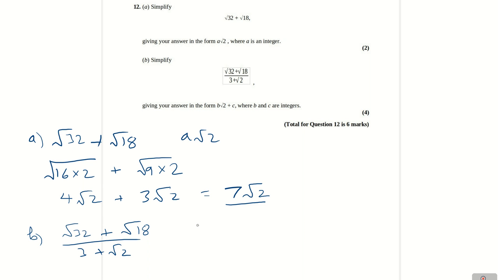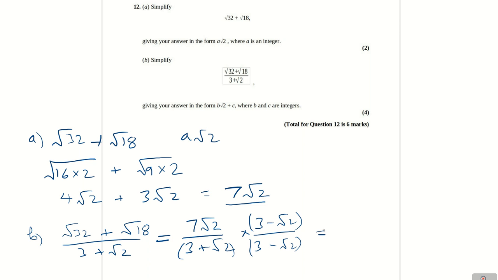However, notice that what we've got on the top here is what we've just looked at in part A. So if you hadn't noticed that, you'd still do it using the same method, but it would take longer and you'd be more prone to making mistakes. So in place of what's on the top, we can write 7 root 2 because we've already shown that in part A. And then we multiply the top and the bottom by 3 minus root 2.